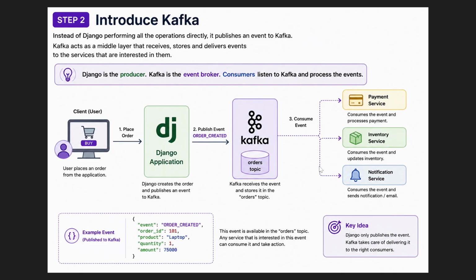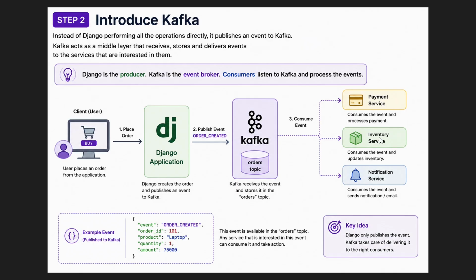Okay, once the order is created, Django only publishes the event, and Kafka takes care of delivering it to the right consumers. Django does not take care of delivering to the right consumers. Kafka only takes care of delivering it to the right consumers.